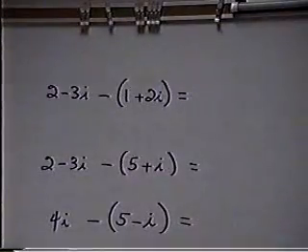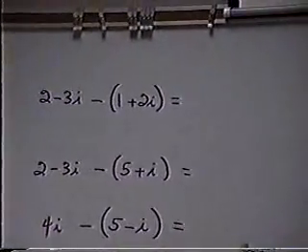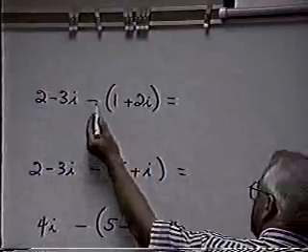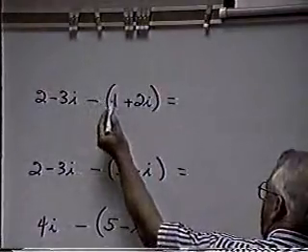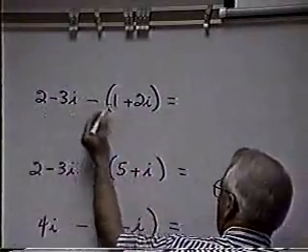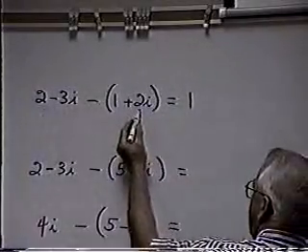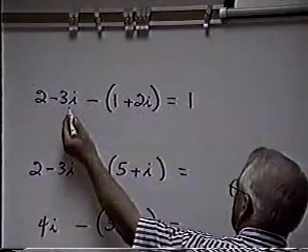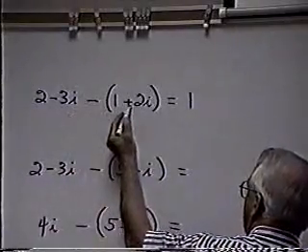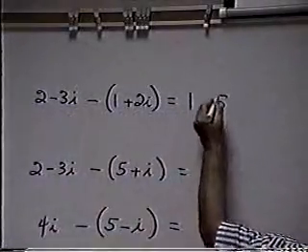Subtracting complex numbers can be done 2 different ways. Number 1 is this. This says subtract. So I'm going to subtract the real part from the real part. 1 from 2 is 1. Subtract 2i from a minus 3i. When you subtract, change the sign and add, so that's a minus 5i.